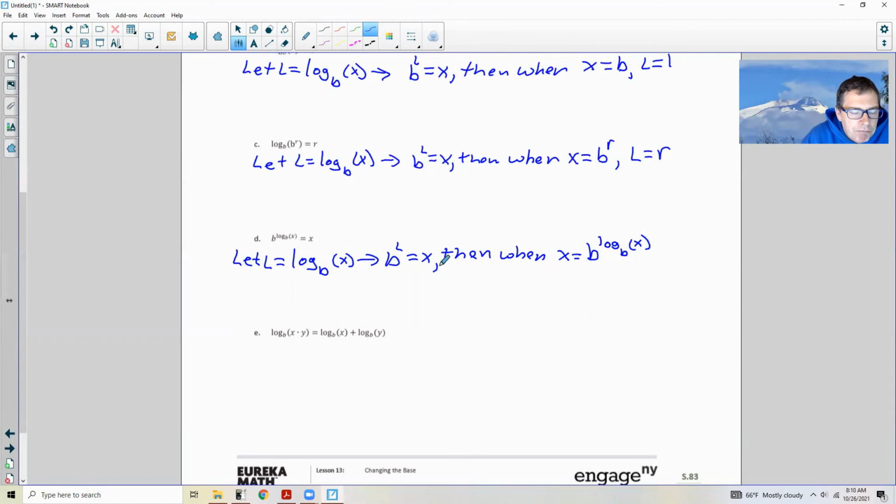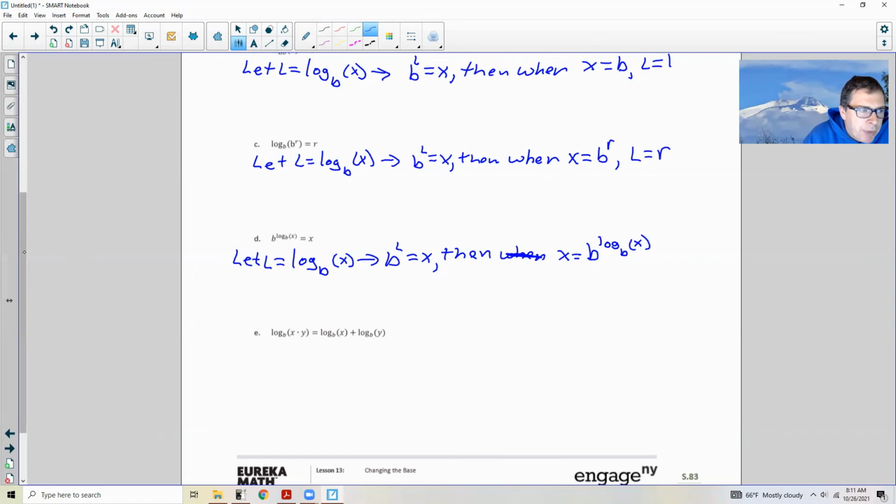Okay, so let's think about this. Log base b of x goes to b to the L equals x. In this case, x is just simply that power, or the other side, which is what we started with. So b to the power of log base b of x is just simply x. So when we're taking the log and the base is the same as this base, they cancel.